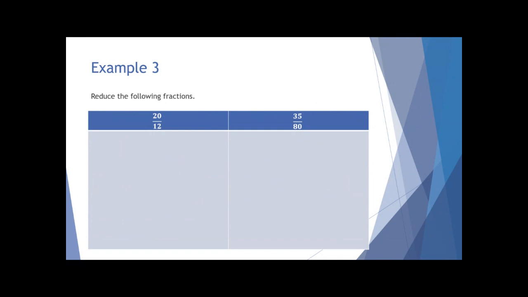So now I've got two other examples here. The first one here is an improper fraction because the top is larger than the bottom. And then the second one here is a proper fraction. So you can use any method you want to reduce these.